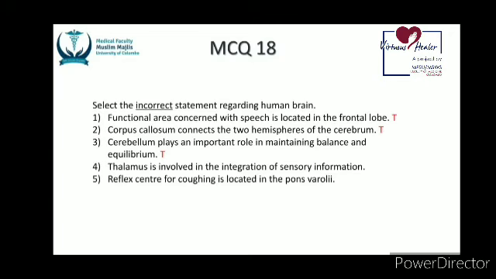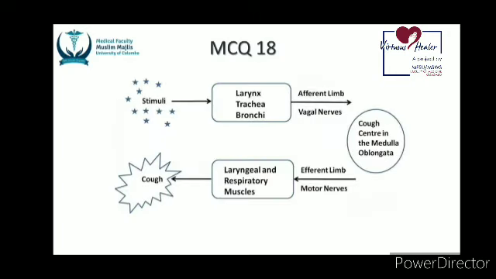We know that the main function of the thalamus is to integrate all the sensory information except those coming from the olfactory nerves. Fifth statement, reflex center for coughing is located in the pons varoli. Now, any reflex arc consists of afferent nerves, a coordination center and efferent nerves. This diagram will show you the cough reflex very briefly.